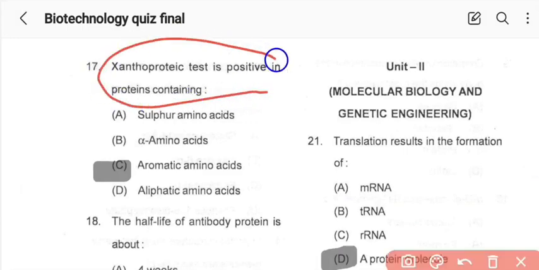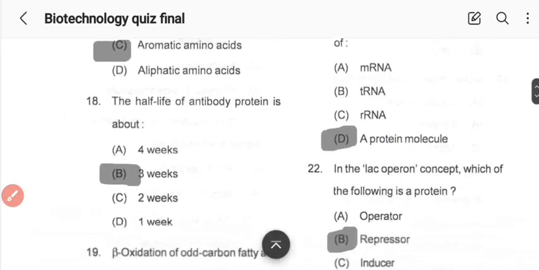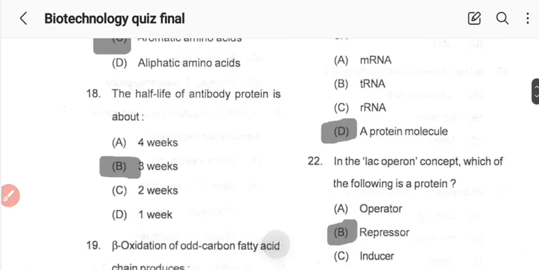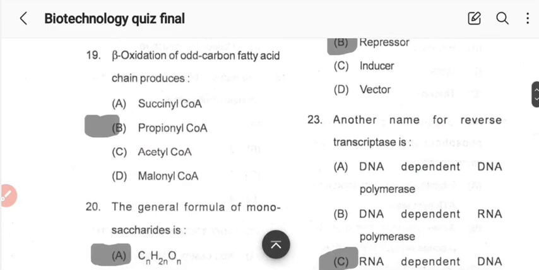Next, for finding out aromatic amino acids, we do what? Xanthoproteic test in proteins. If a protein is having aromatic groups in the amino acids, we can do xanthoproteic test to know. Okay. Next questions. The half-life of antibody protein is how much? Not more than 3 weeks. Half-life of any antibody.